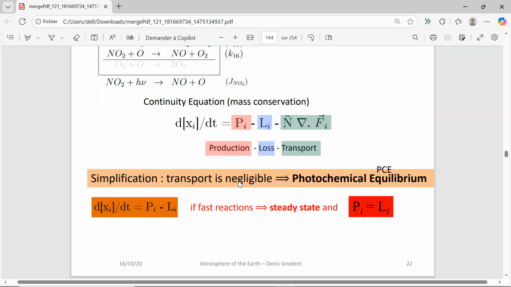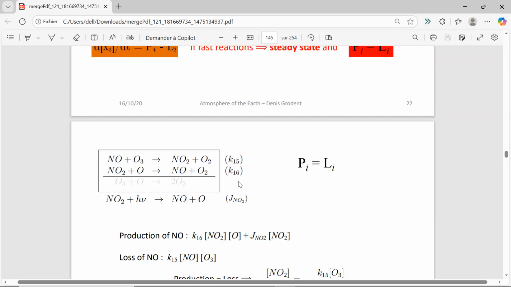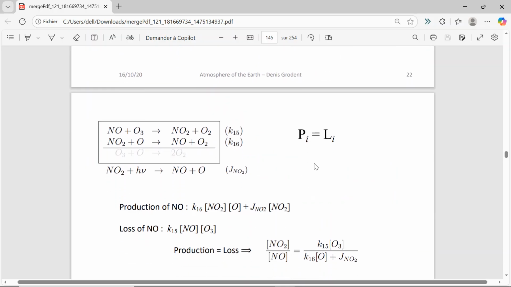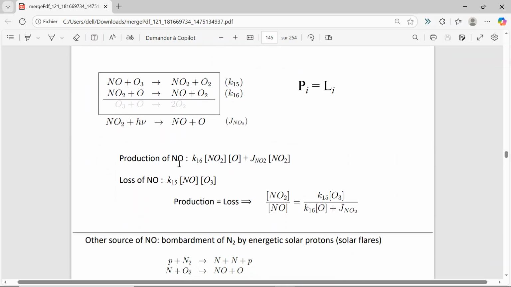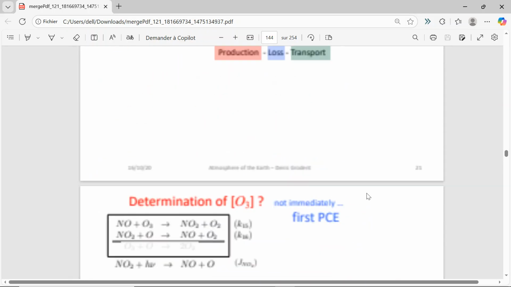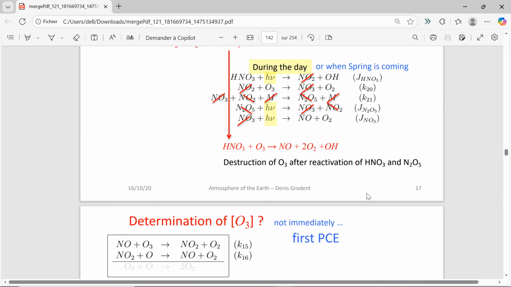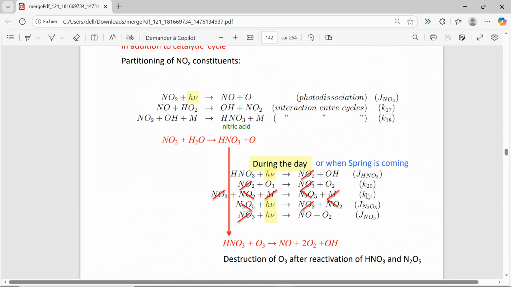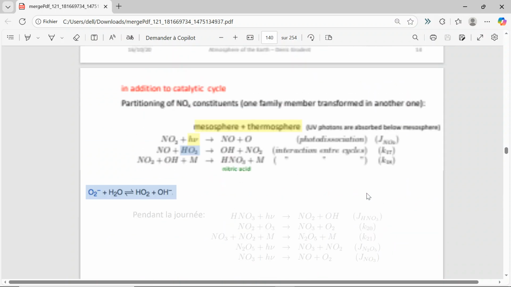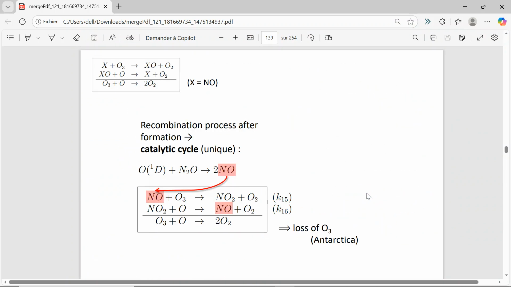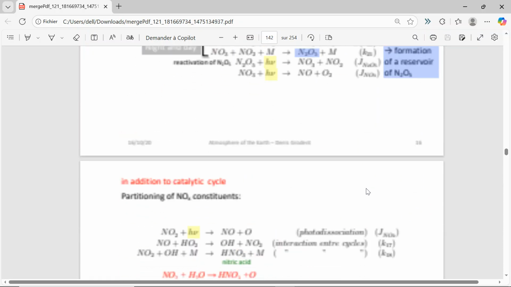Photochemical equilibrium. Okay. The production is equal to the losses. Production of NO, the loss of NO, so you get NO2 over NO. It is important for us because, as we have seen here, the NO is responsible for the destruction of ozone.